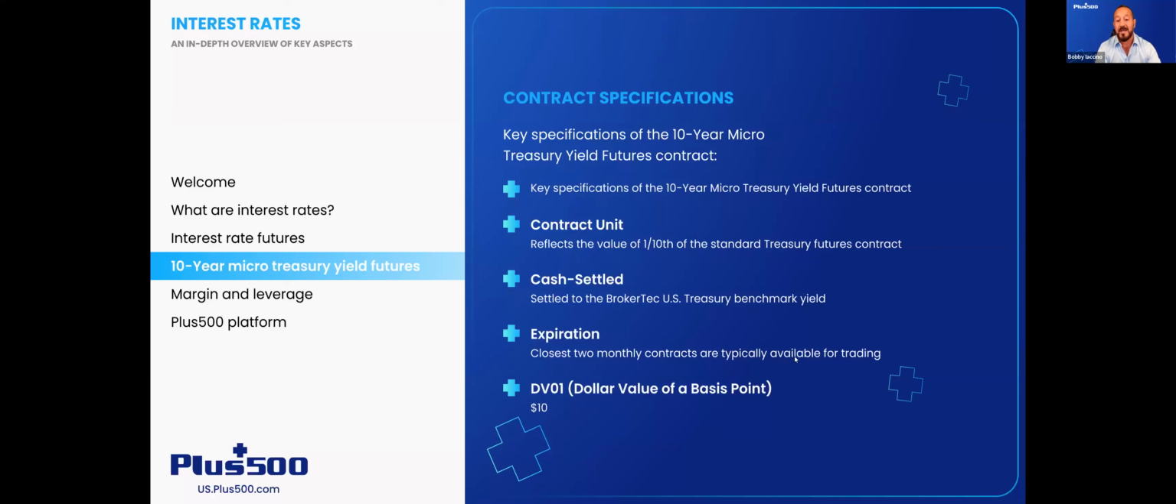The expiration, you usually have the closest to monthly contracts that are typically available for trading. My recommendation, this is my personal recommendation, stick with the front month. It's going to be the most liquid.